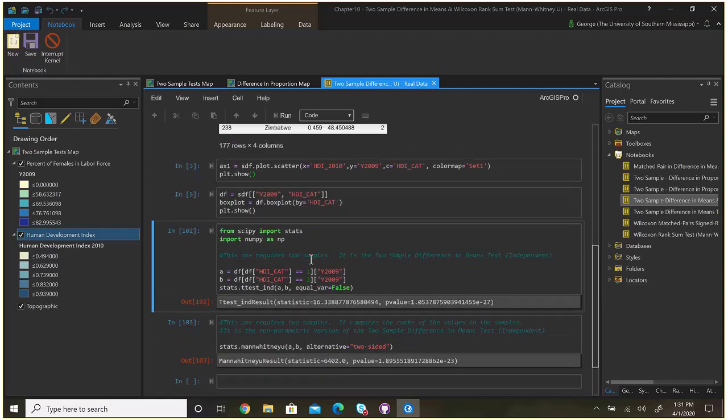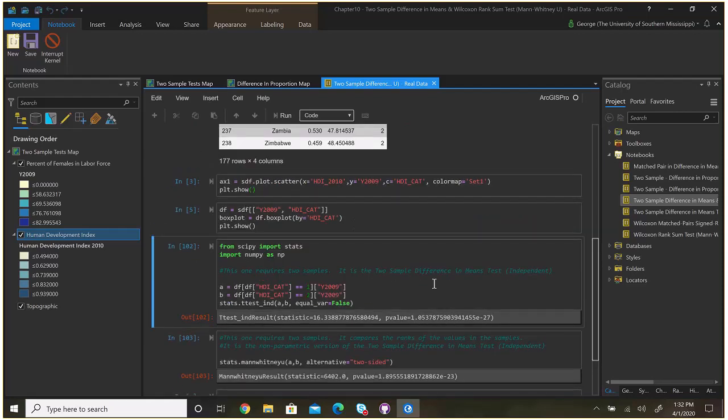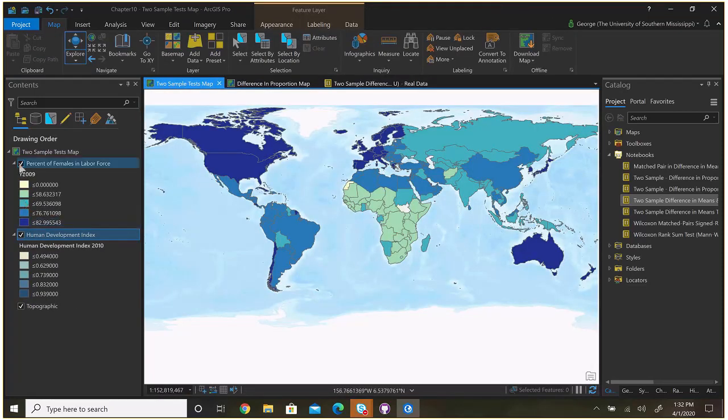All right, now what we're going to do here is run a test to see if those two were the same. So first of all, we need to think about what our hypothesis is. Our hypothesis is that lower developed countries have an equal percentage of females in the labor force as higher developed countries. That's our hypothesis. Okay.